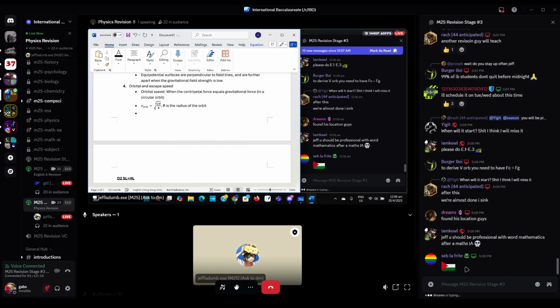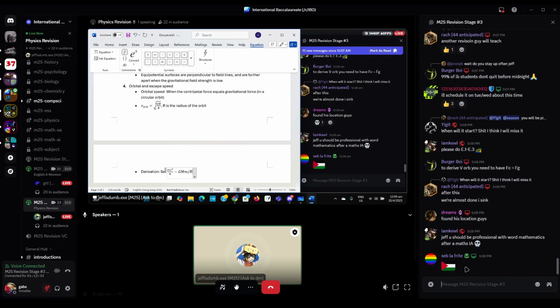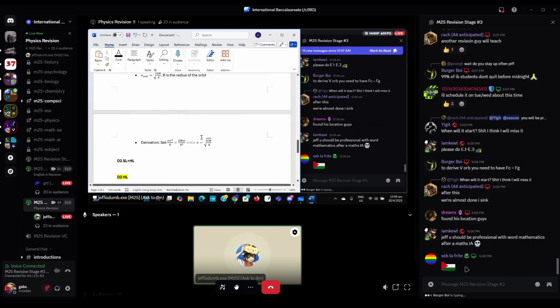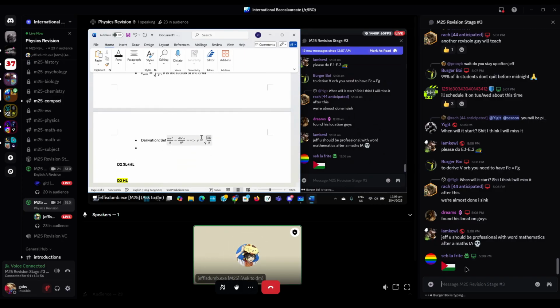For the derivation, we get mv squared over r equals GMm over r squared. Then after some algebra, you get v equals square root of GM over r. So that's that.